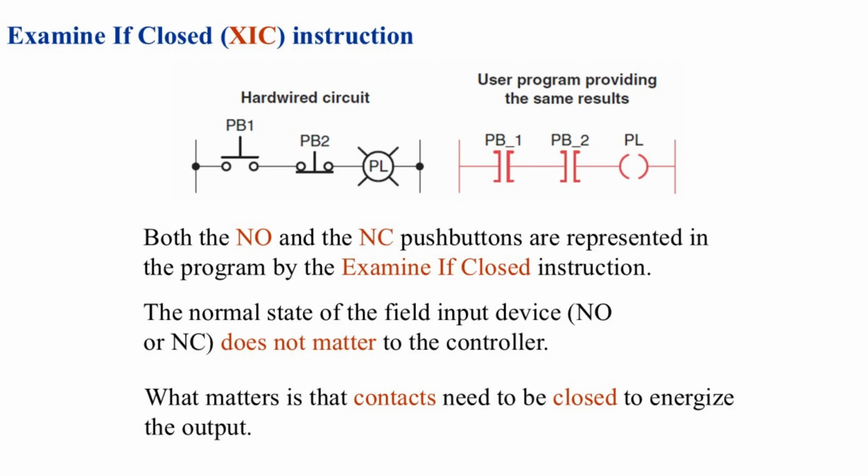It's important to note that the PLC doesn't care whether the physical device in the field is normally open or normally closed. What matters to the controller is whether the input bit in the data table is true or false at that instant. So, in short, when the contacts are closed, that is, when the signal is true, the XIC instruction allows current to flow in the logic diagram, just as it would in a physical circuit.